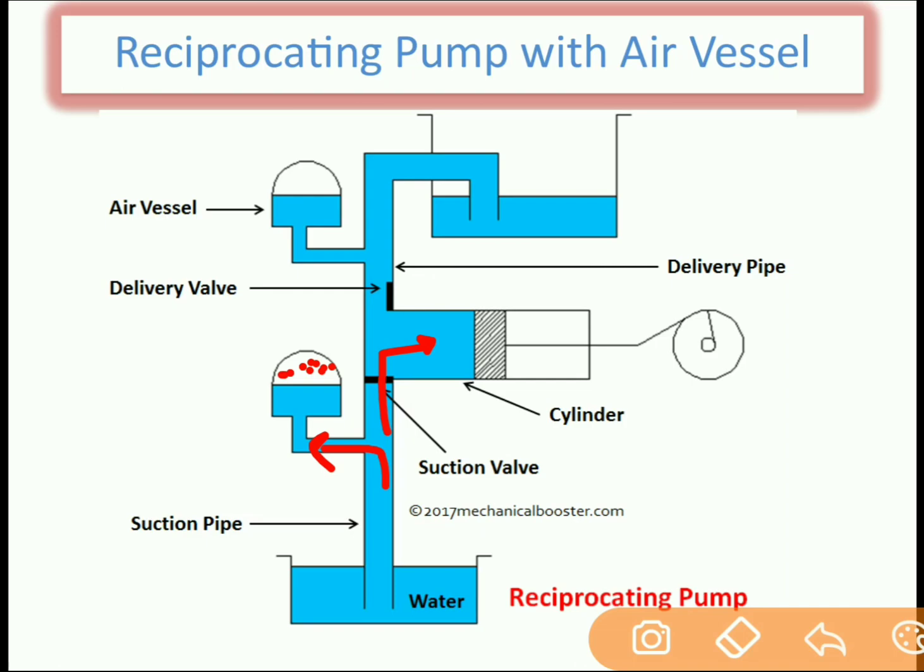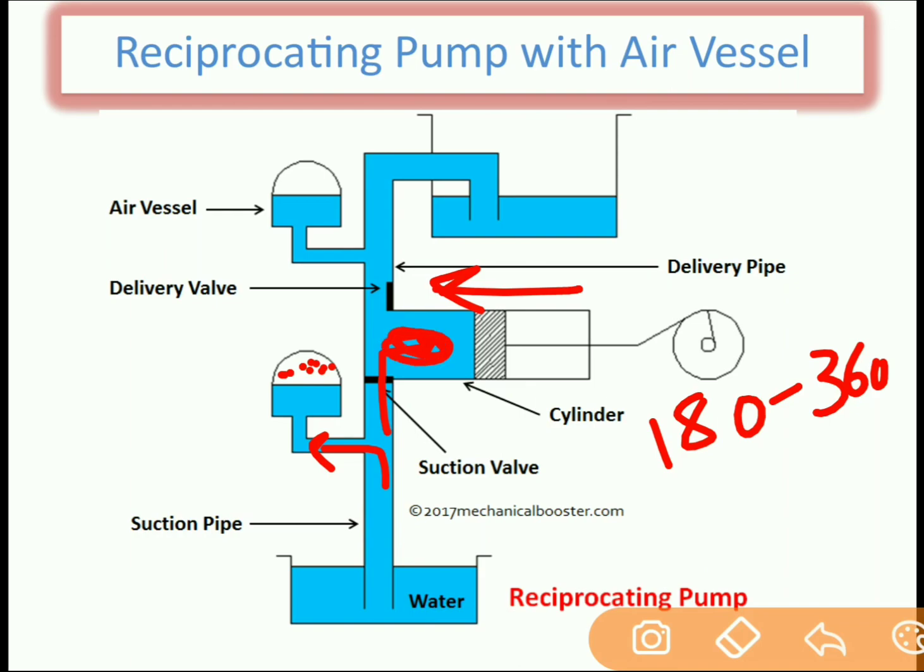When the crank moves from 180 degree to 360 degree, piston will move towards the left side. As the piston will move towards the left side, the liquid which is inside the cylinder will get pressurized. Because of this pressurized liquid, the delivery valve will get open and liquid from the cylinder will transfer to the delivery pipe and also to the air vessel. So in this case also, the liquid is transferred to the delivery pipe and the air vessel. At both the places it will get transferred.